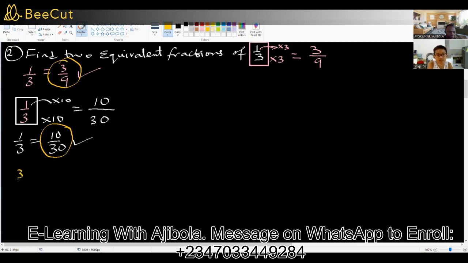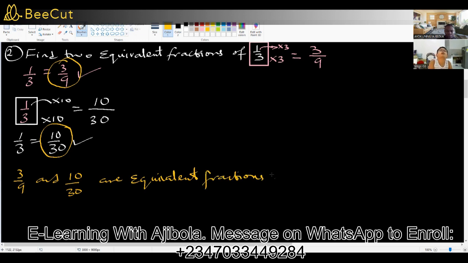Is that clear? 3/9 and 10/30 are equivalent fractions, okay? They are equivalent fractions of what? 1/3. So I can say 1/3 equals 3/9, also equals 10/30. Is this clear to you, Miggy? Are you sure it's clear? You're sure, right?